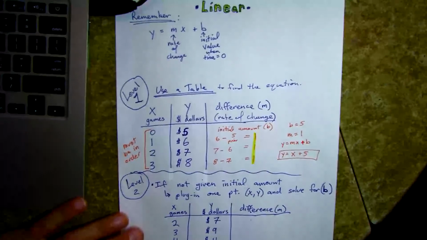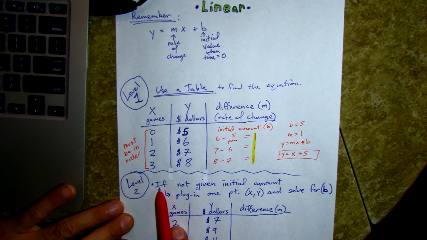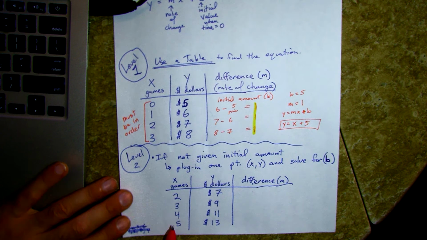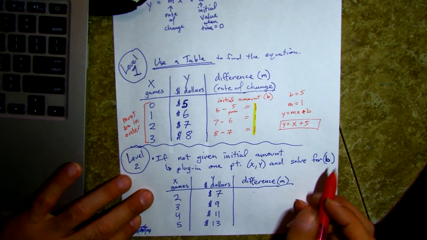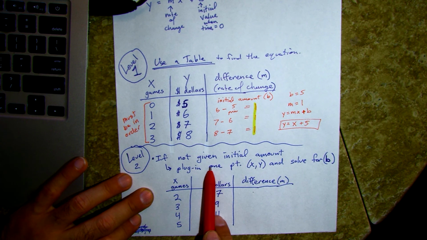if not given the initial amount, you see, I don't know how much I have in my pocket at 0 games. I'm not given the initial amount. So we're going to have to figure out the initial amount, but it's not going to be too mind-blowing, okay? My suggestion is to plug in 1 point, x, y, and solve for b. We're going to get there, okay?